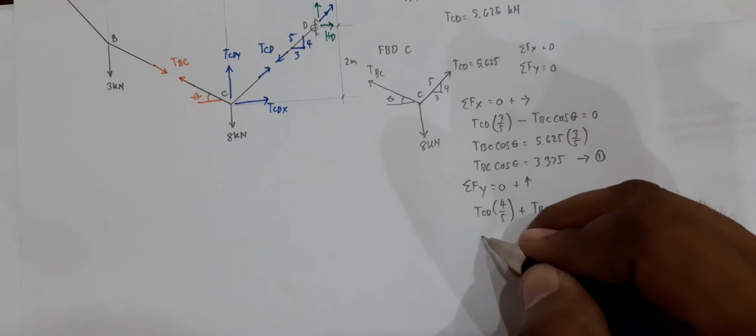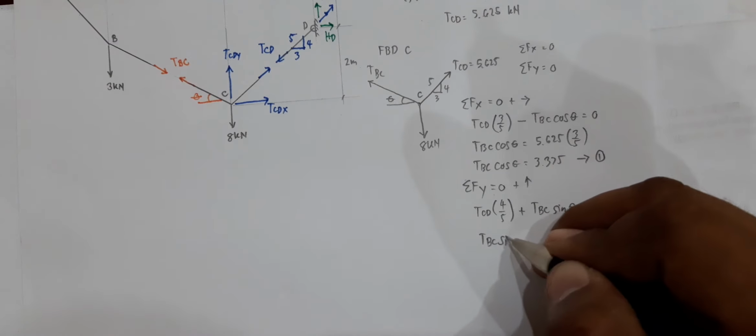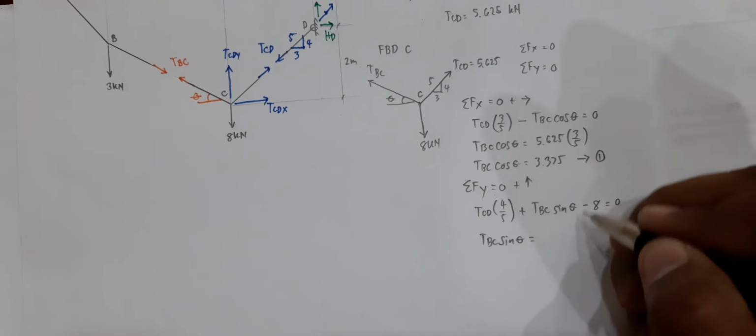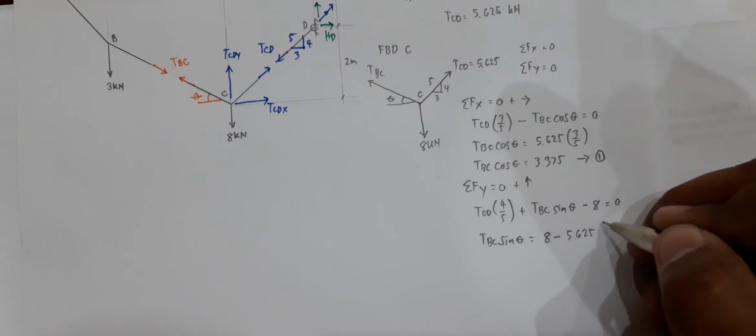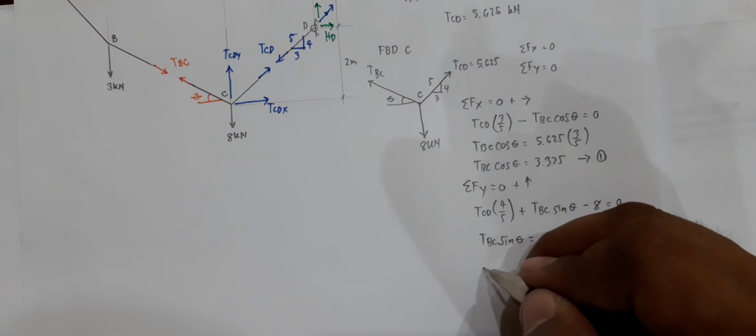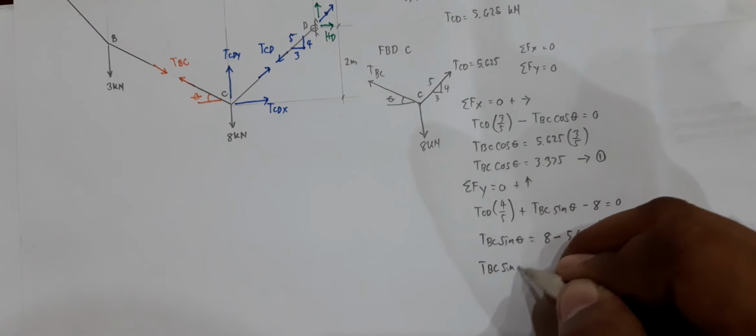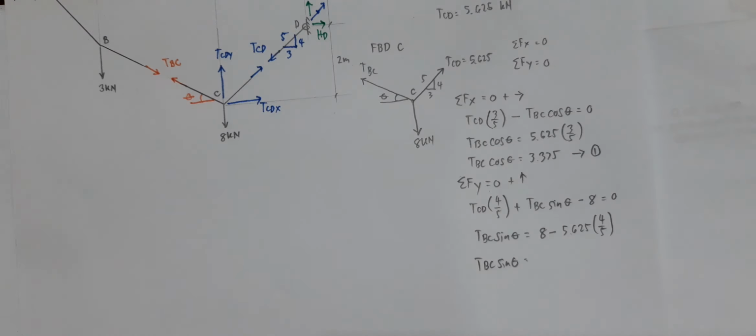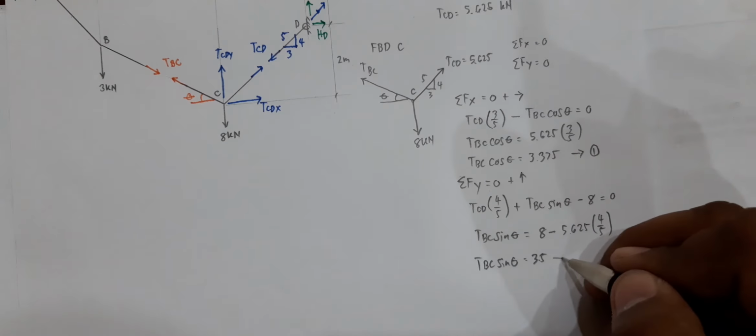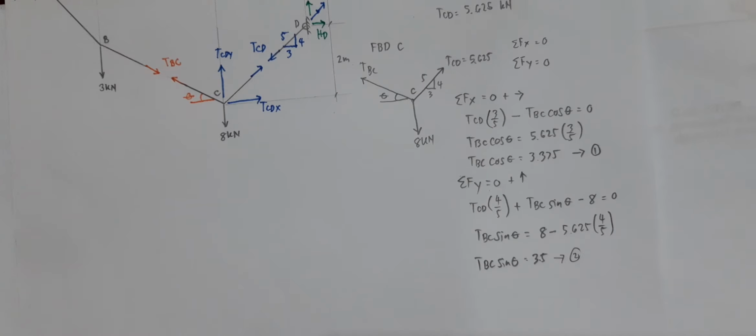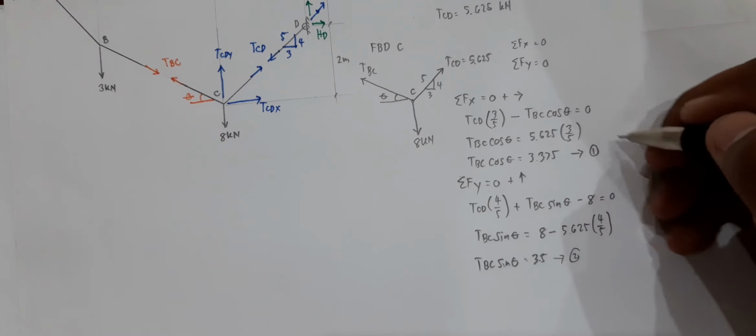Okay, so calculating for TBC sine of theta, transpose to the other side, you have 8 minus 5.625 times 4 over 5. So simplifying, TBC sine of theta is equal to 3.5. Okay? Equation 2.